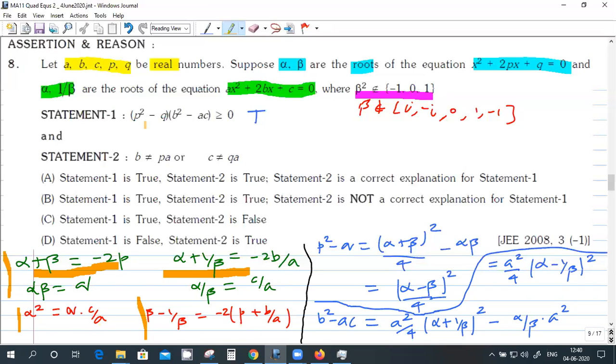And here he's asking p square minus q, right? So p square minus q: p is from here, I get as alpha and beta in terms of alpha and beta. Okay, so this is p square. And then q is alpha into beta. So this you can simplify as this one.